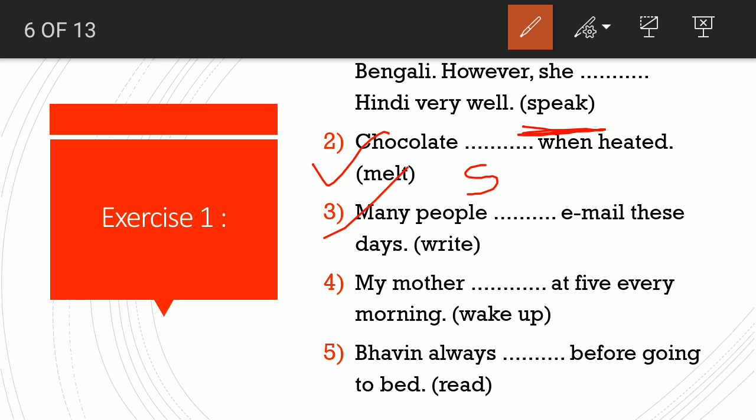Number 3. Many people blank email these days. So should it be write or writes? You have to decide. Number 4. My mother wake up at 5 every morning. Yeah, my mother wakes up at 5 every morning. You have to decide. See if you can solve this. Now 5th, Bhavin always read before going to bed. Yeah, Bhavin always reads before going to bed. Come on, see whether you can do it.